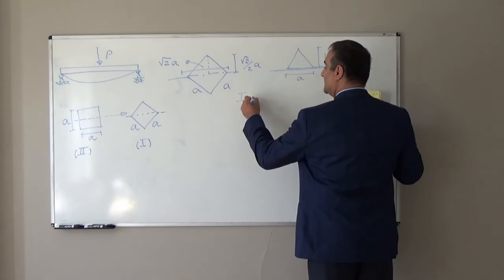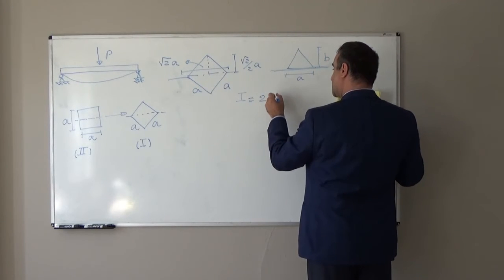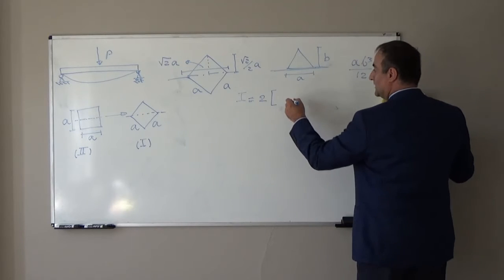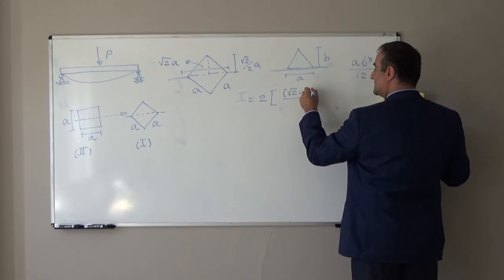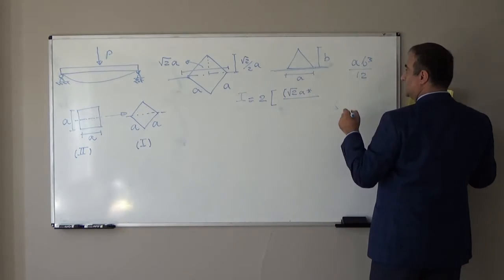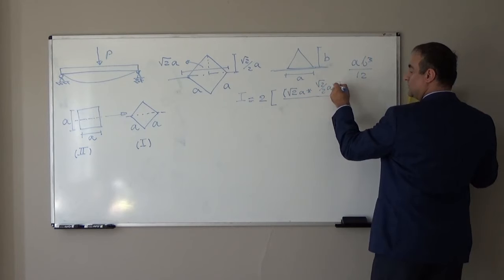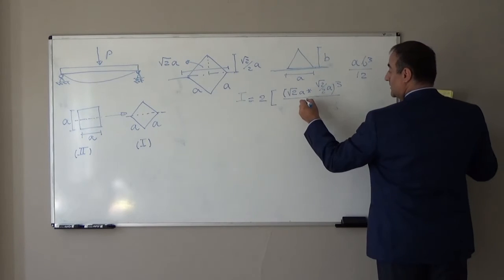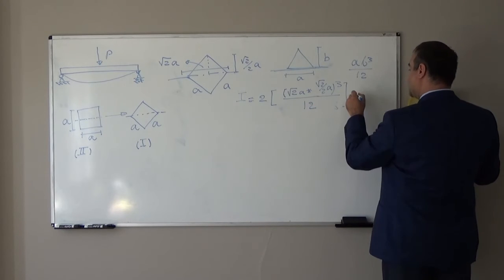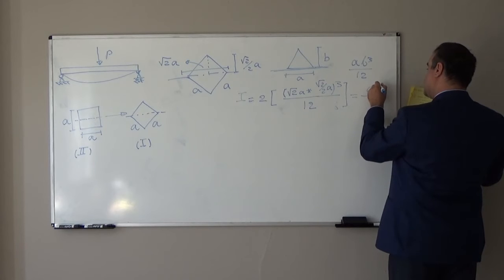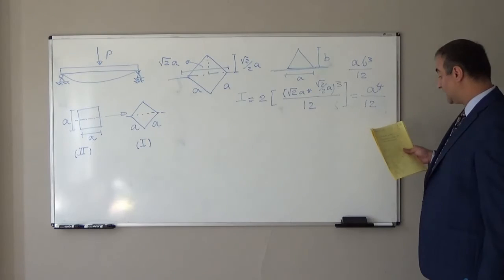So we have two of these, one here. I for this will be equal to 2 times the base length, which is square root of 2A, times height cube, square root of 2 over 2A, cube, over 12. If we simplify this, this will be equal to A to the power of 4 over 12.